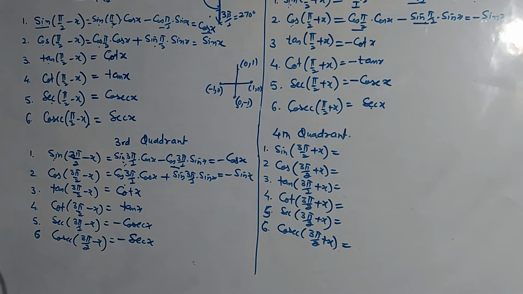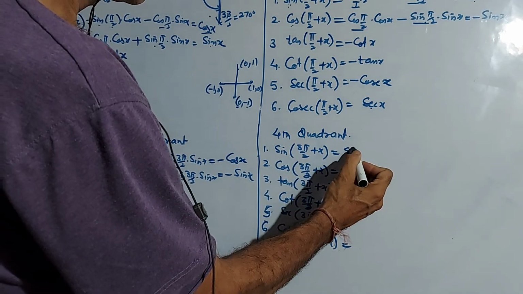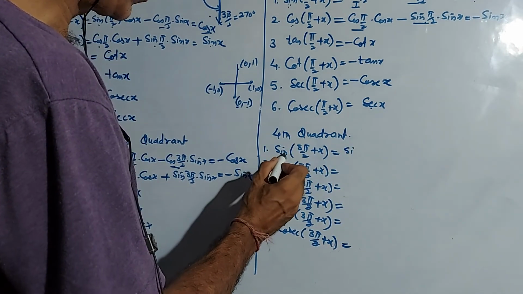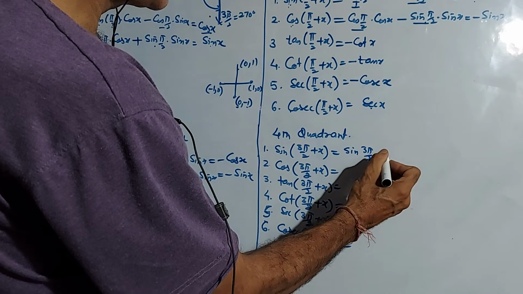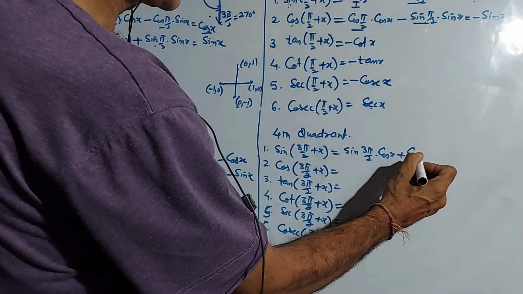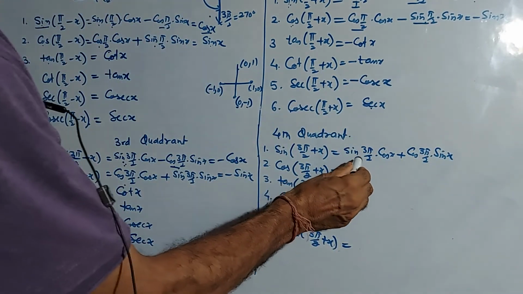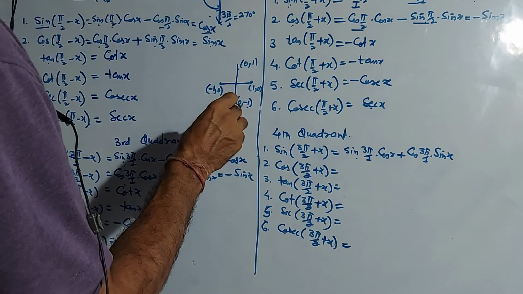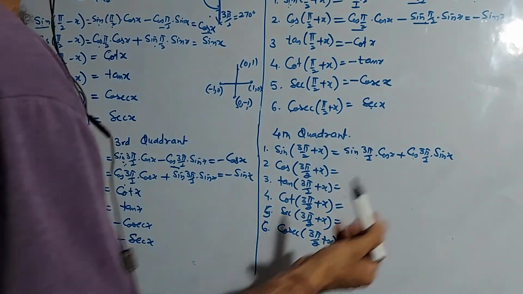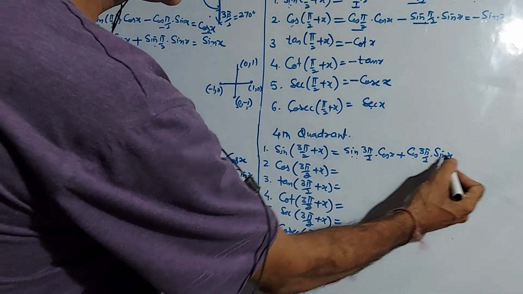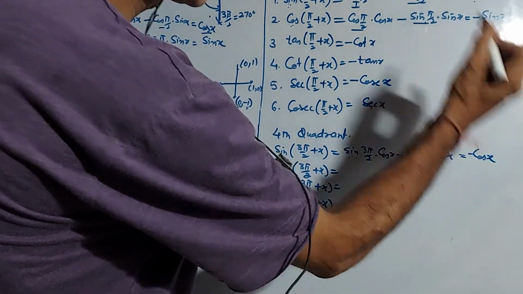Again see in the fourth quadrant here, sine of 3 pi by 2 plus x. We will use the formula sine(x plus y), meaning sine 3 pi by 2 into cos x plus cos 3 pi by 2 into sine x. Now see, sine 3 pi by 2, that is 270, is minus 1, and cos 3 pi by 2 is 0. So this will be minus 1, this will be 0. So the total is 0 and minus 1 into cos, which is minus cos x.